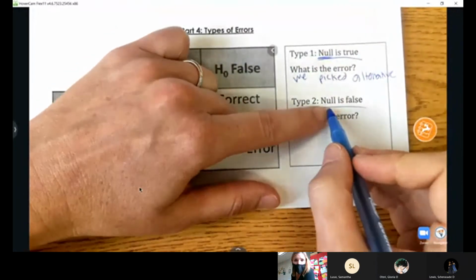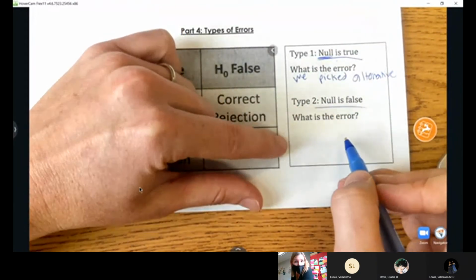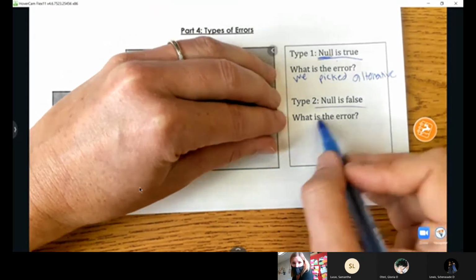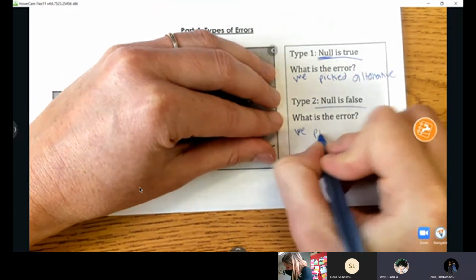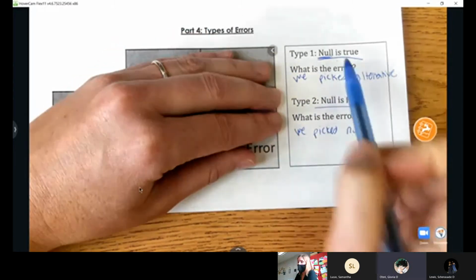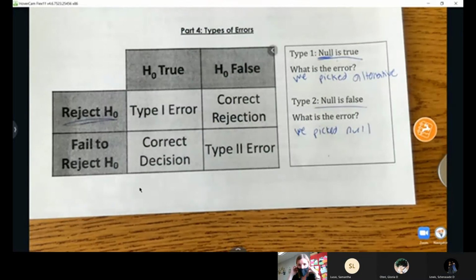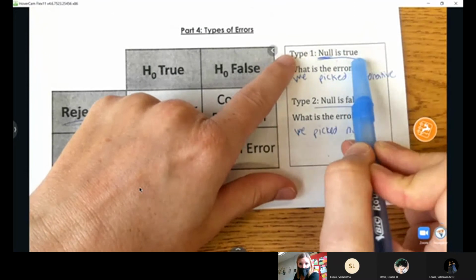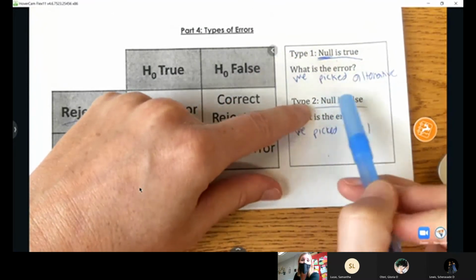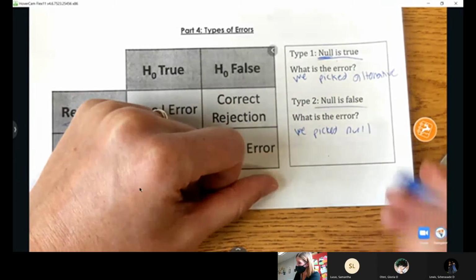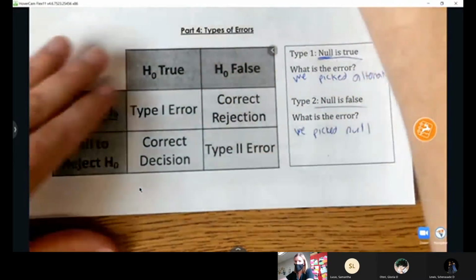A type 2 error would be the null is false. But what did we pick? Because we messed up, if the null is false, what did we pick? The null. Yeah, we picked the null. So the first thing I think about whenever the question is about type 1 or type 2 errors, and I made sure to include one on your exit ticket, is type 1 means the null is true, type 2 means the null is false. And then I back into what the error was. An error means we picked the wrong hypothesis. So type 1 means the null is true, but we picked the alternative. Type 2 means the null is false, but we stuck with the null. Hopefully that makes sense, and we'll do a few quick questions on it.